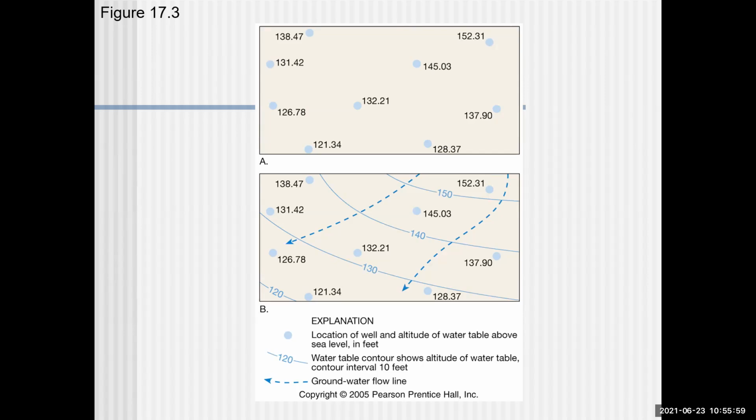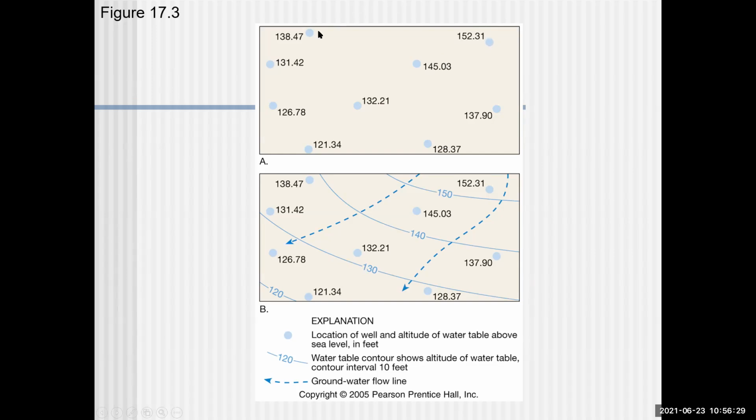And so what you might do is you might go out and install a bunch of groundwater wells out there, right? A whole bunch of them, and then measure the water table elevation in each well. So that's what's present in the top portion of this image right here, is a bunch of measured groundwater elevations here, right? So 138.47, 152.31. So obviously the height of the aquifer here is much higher than it is here.